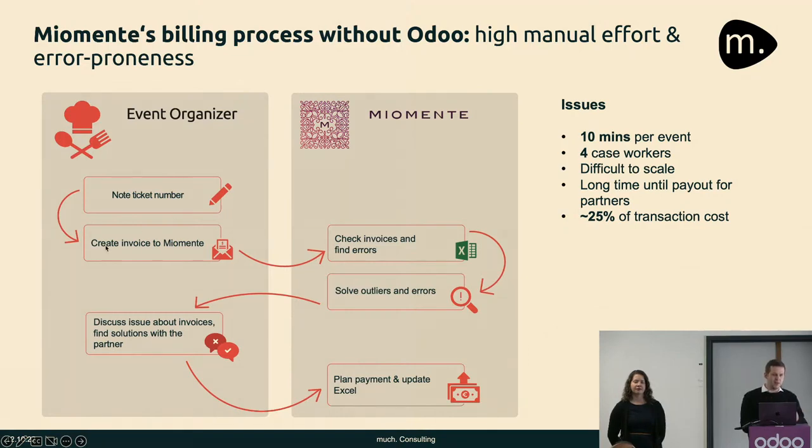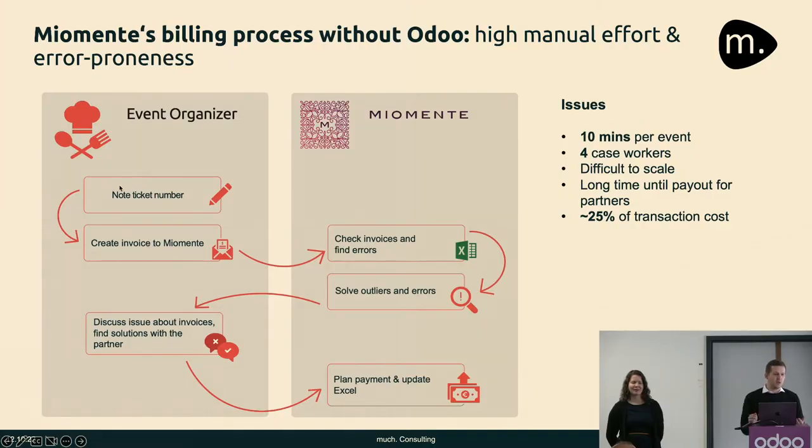Then they put all of this information in an invoice. They send the invoice to Miomente. Obviously, with small companies creating invoices in Word, you can imagine what the share of incorrect invoices is, like invoices that are not legally an invoice, basically. So that was the first big problem here.